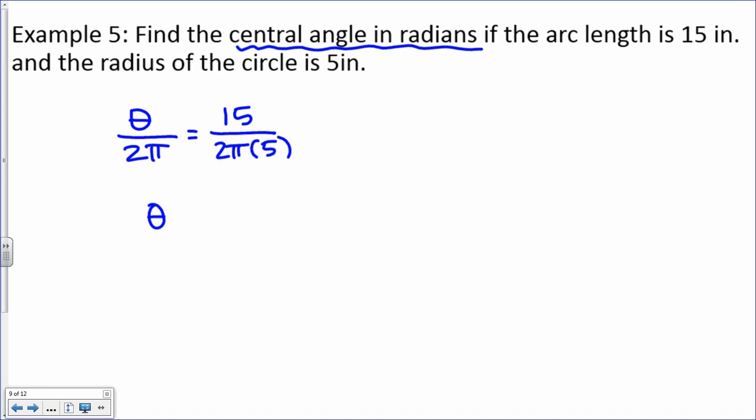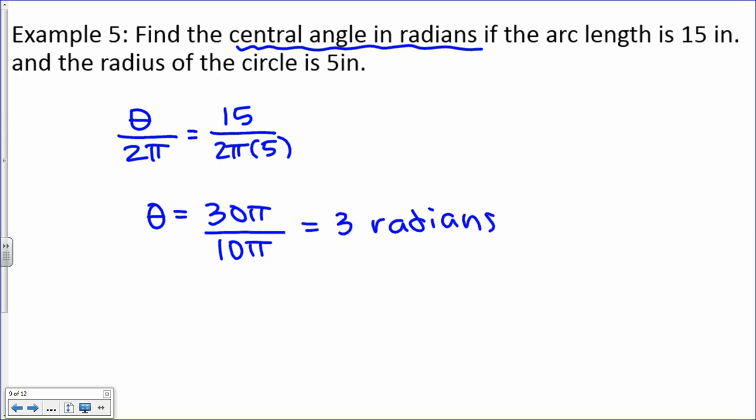Okay, when you cross multiply this, you're going to get 30 pi over 10 pi, which gives you just 3 radians. It is okay here that my pi's cancel out. We are used to seeing it with pi, but this one shows you that sometimes it won't have it in there. It can be literally any number.